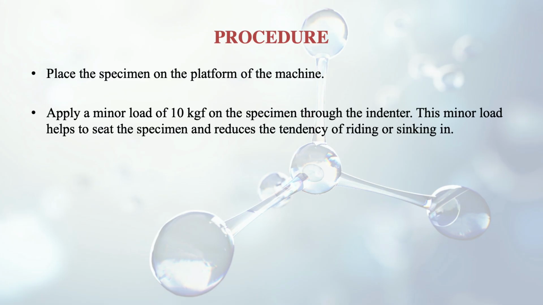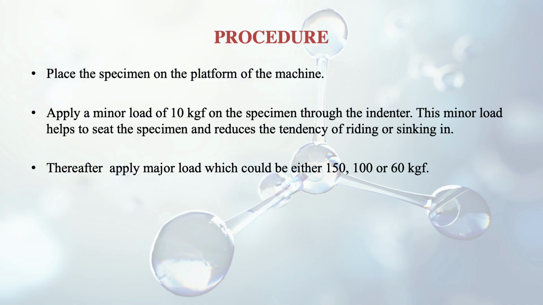So this load is not like that in case of the Brinell hardness. It's a minor load that is applied to the indenter, and why is it applied? This helps to seat the specimen and reduces the tendency of ridging or sinking in, like we studied the ridging and the sinking in the previous case of Brinell hardness. So here also it happens. To avoid those things, we are simply applying a minor load which will help the indenter to sit on the specimen in a nice manner.